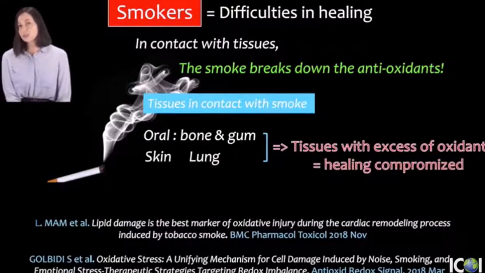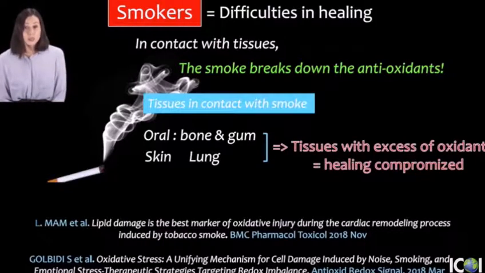And you can understand now why sometimes after several years of smoking, the lung will develop cancer because of this oxidation.